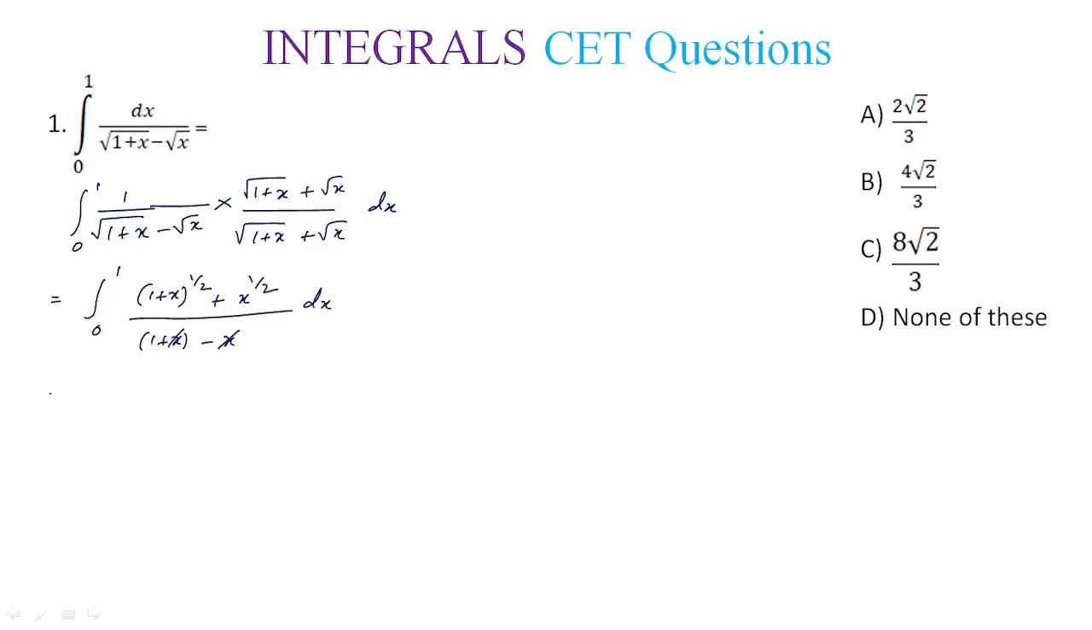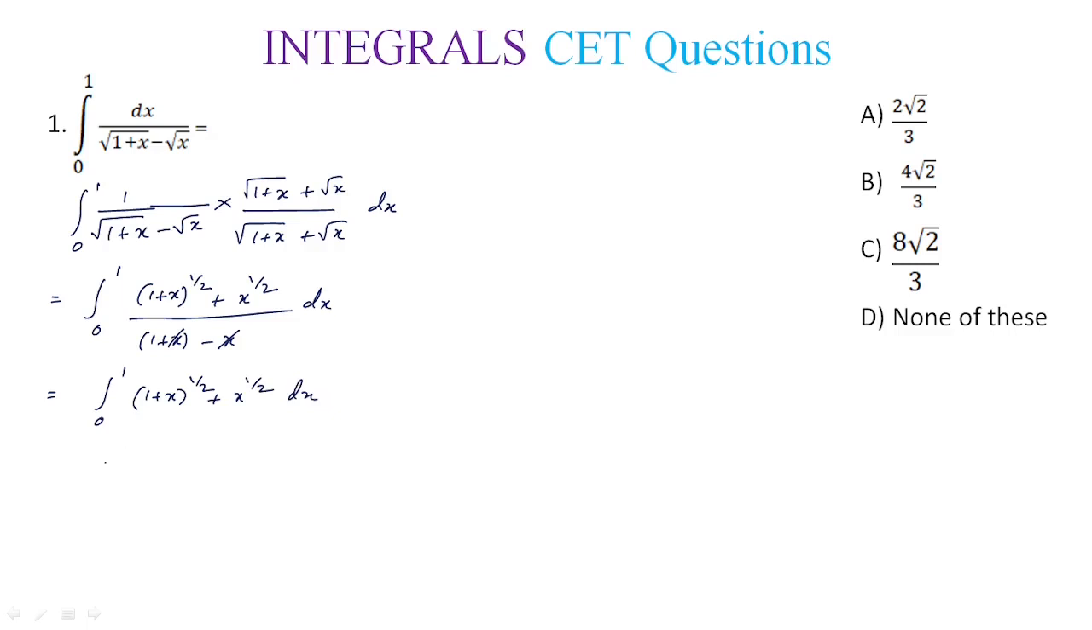Okay. Denominator is what now? Denominator is 1. Integrating from 0 to 1, 1 plus x raised to 1 by 2 and plus x raised to 1 by 2 into dx is the term now. This is the given term. Okay. Now let us integrate this.